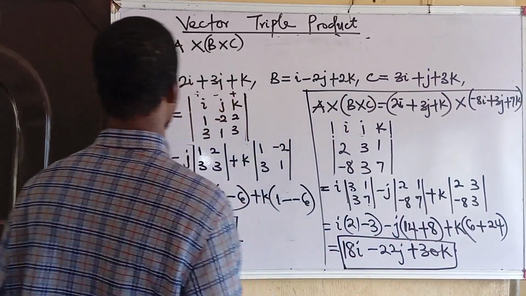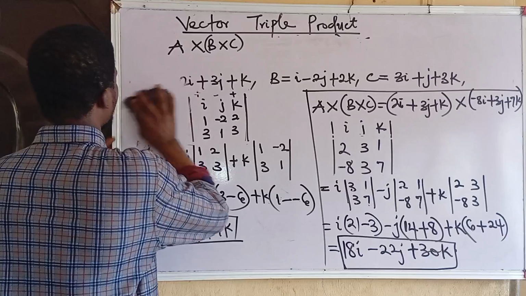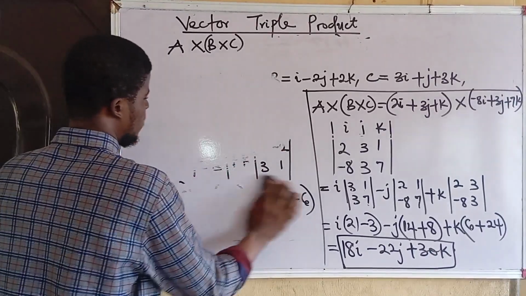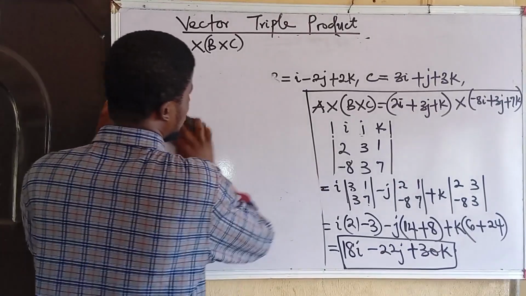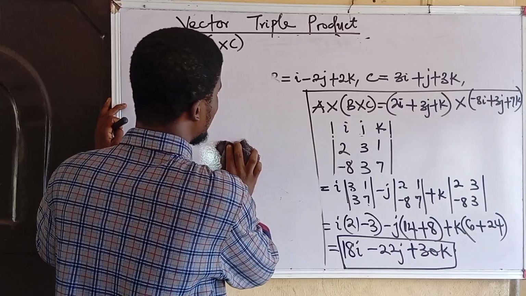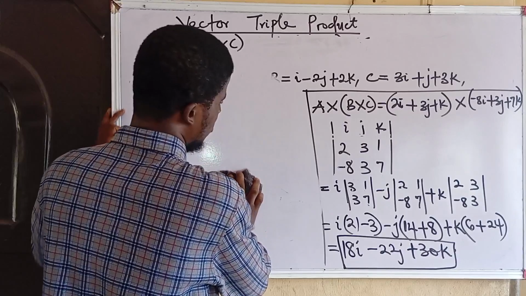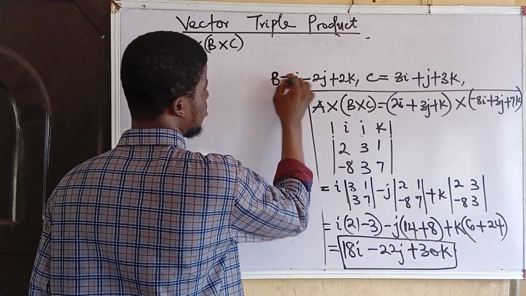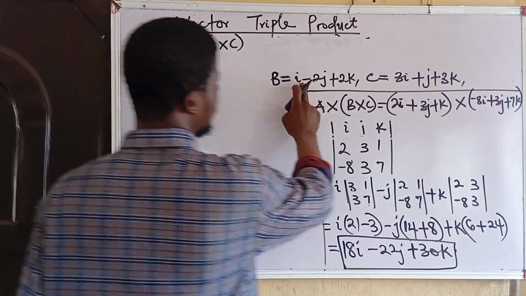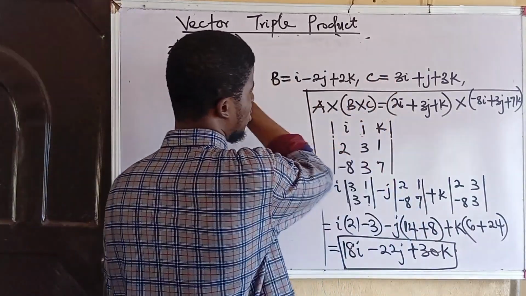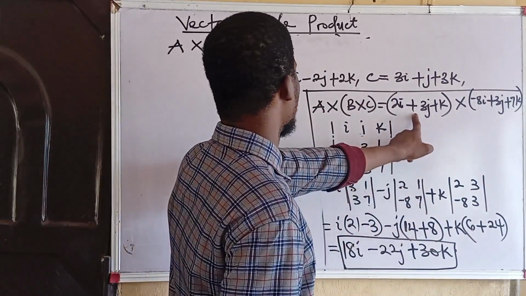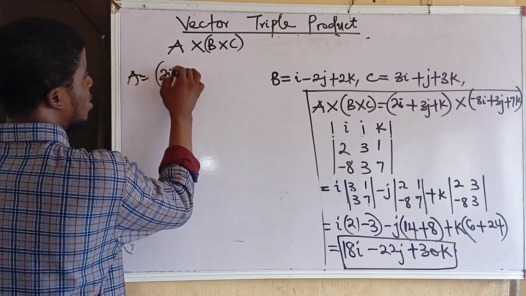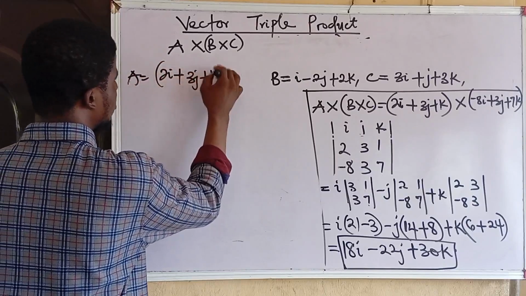All right. Let me show you the short way to do this. Maybe it's not necessarily a short way, but you will not have to go through the hassle of doing determinants of a 3 by 3 matrix. Let me write this out. This is B, this is C. A is 2i plus 3j plus k.